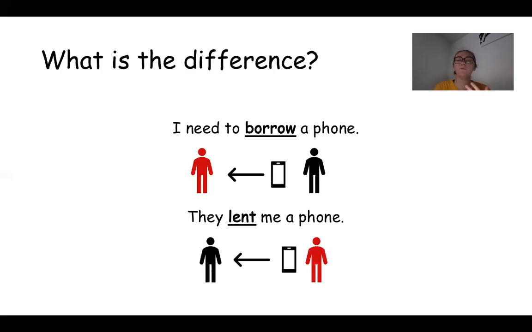So even though if you were talking about what happened, the phone went from one person to another person. They gave their phone to them. They gave me their phone. That's what's happening. It's the same thing. It's just when you use the word borrow, you're focusing on the person that's taking. And when you use lend or lent, it's focusing on the person that's giving the object.